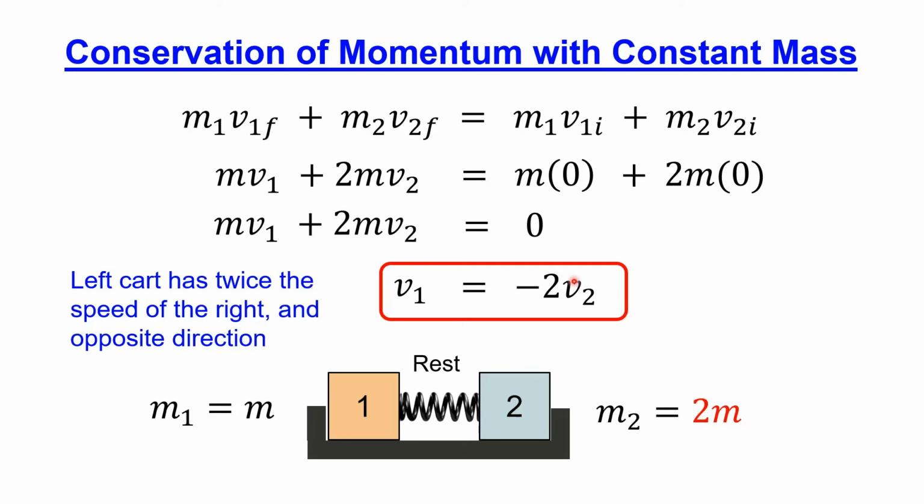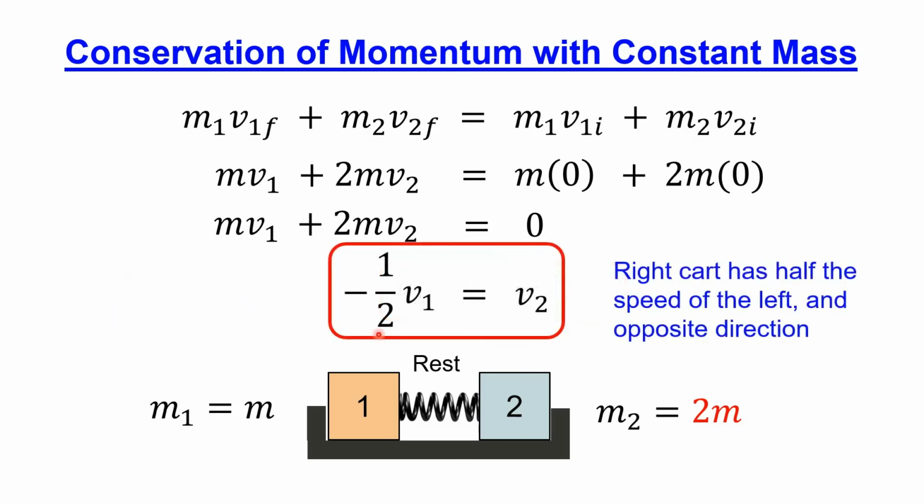There's another way you could look at this result. If I rearrange it with some algebra, and I'll skip the steps, I could read that, and this is the same equation, it's just a little bit different. I switched it around with some algebra. So I could read that as the right cart has half the speed of the left, and in the opposite direction.